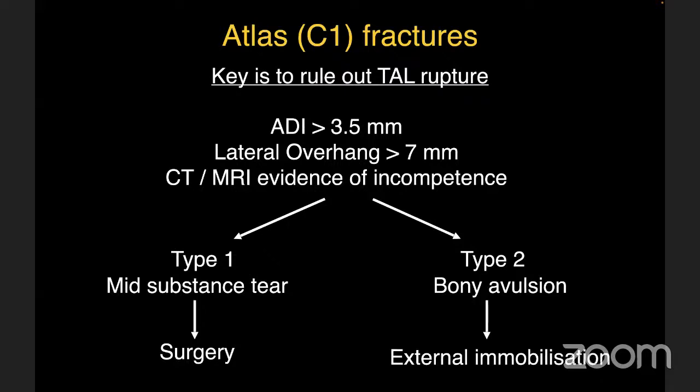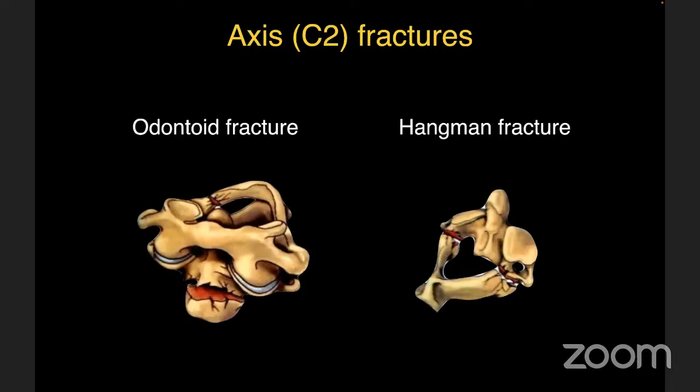And if they have a residual instability, then you can treat them with a fusion. Coming to C2 region, C2 region has two types of fractures. One is the odontoid fracture and the other is the hangman's fracture. Let's see the odontoid first.